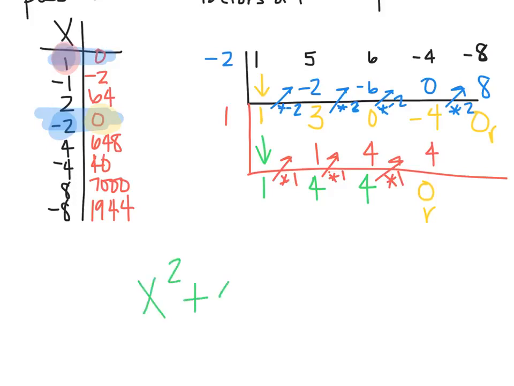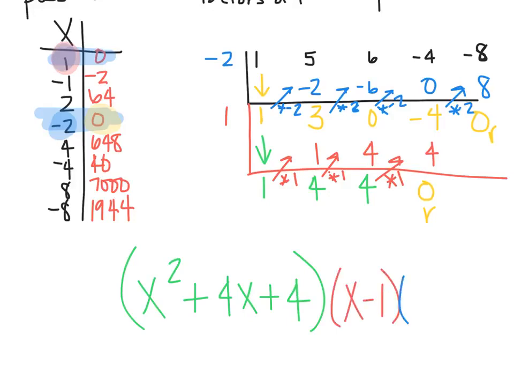X squared plus 4x plus 4. It's okay. It'd be x squared plus 4x plus 4. And then what were my two factors that we already have established? X minus 1 and x plus 2. Okay. So this is my factorization at this point. Can I factor it again?